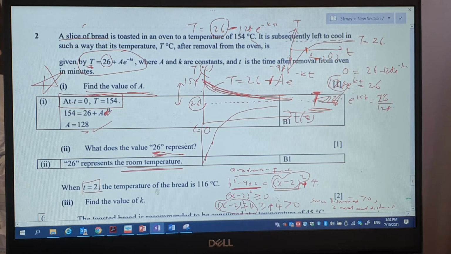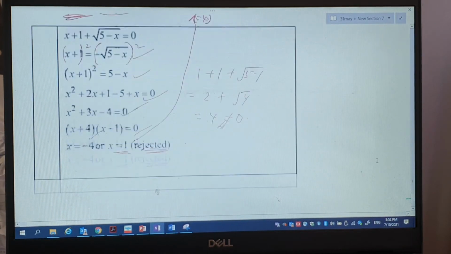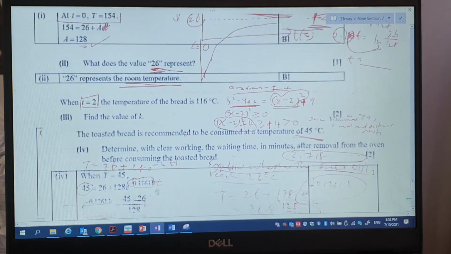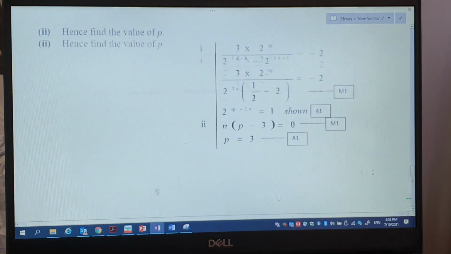Then you ln both sides. Then you bring the power down. Okay, then you already know this K is 0.1671 something. Then you can divide and then find the answer already. Okay, yeah. So I hope you are clear about these kind of questions. So we revise surds, we revise a bit of logarithms, we revise this kind of exponential equation which involves logarithms.